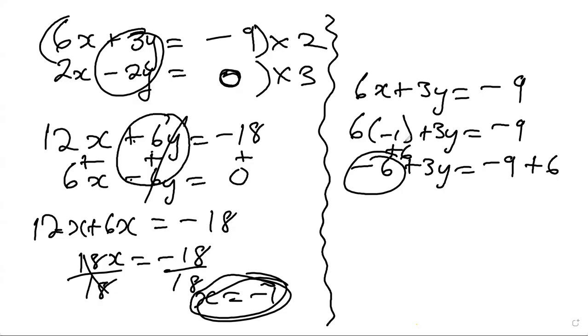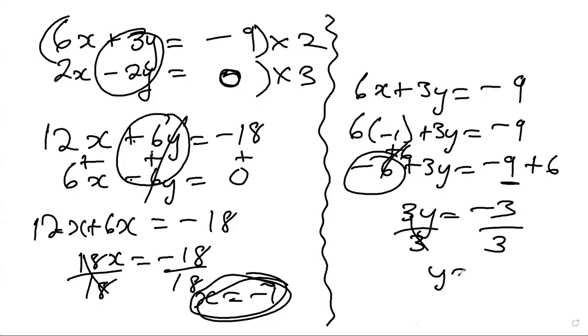Whatever we do to one side, we do to the next side. Negative 9, the 9 is bigger, so that gives us minus 3. And then we divide by 3. So y equal negative 1 as well. So x is negative 1 and y is negative 1.